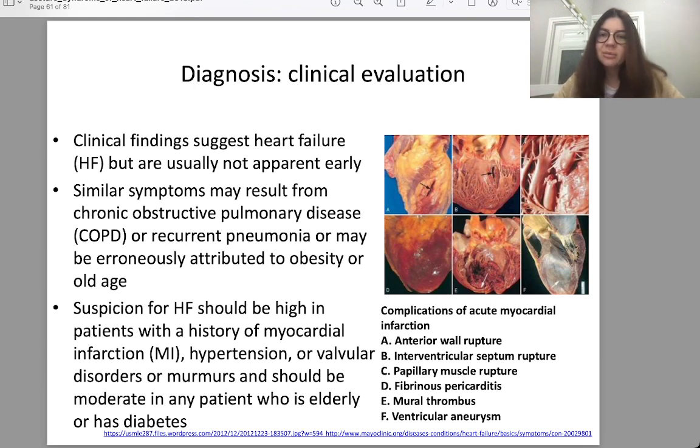And here you see morphological typical pictures. It is a photo with complications of acute myocardial infarction that can lead to heart failure too. For example, in the first picture it is anterior wall rupture, on picture B intraventricular septum rupture, on picture C papillary muscle rupture, D fibrinous pericarditis, E mural thrombus, and F ventricular aneurysm.